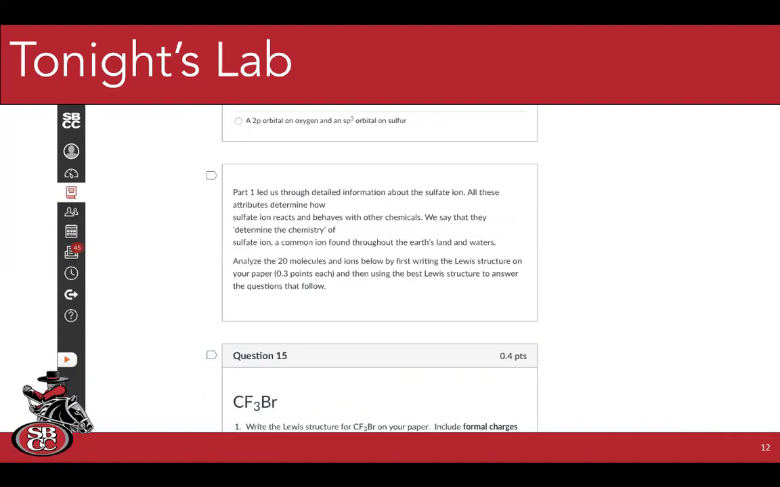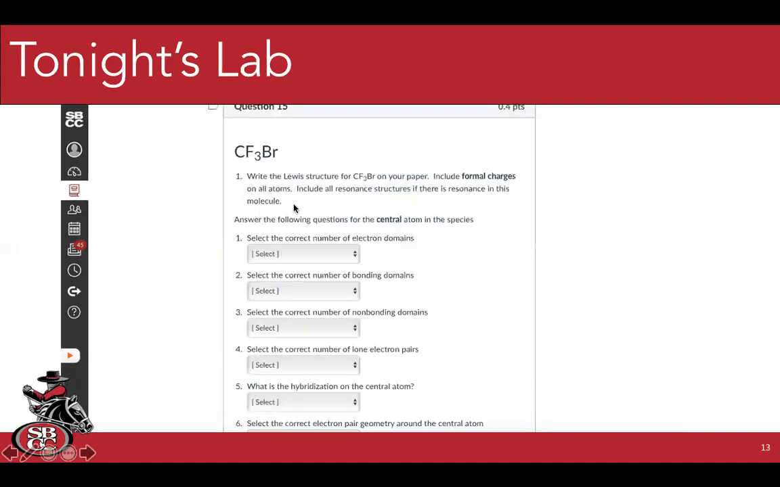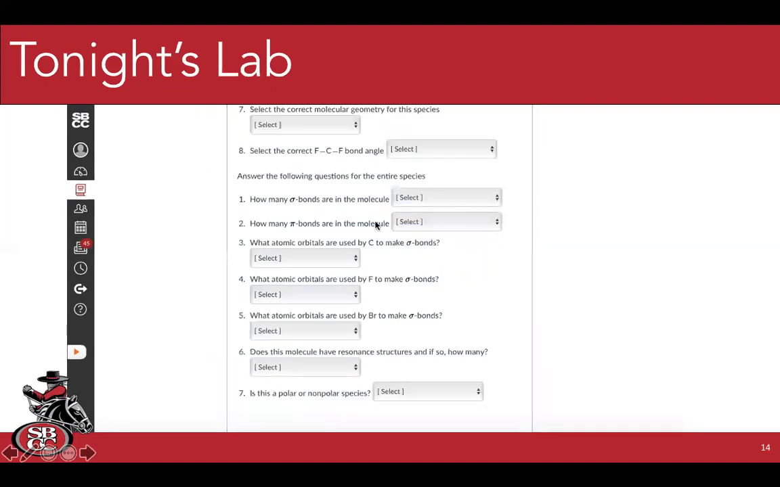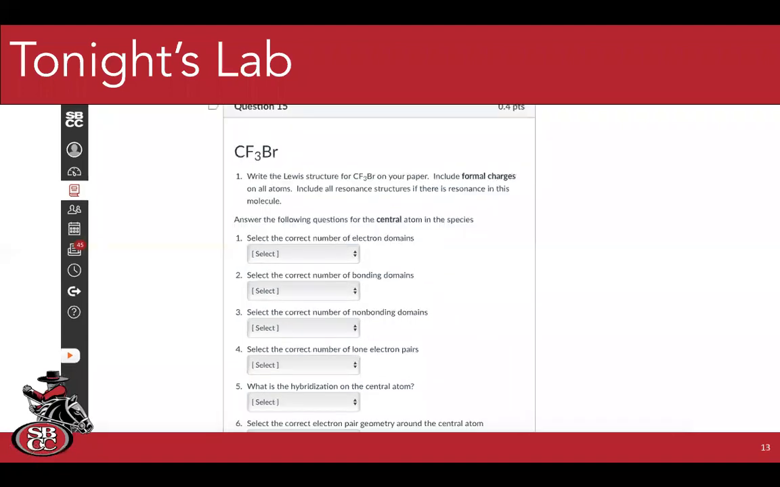And again, right after this, we're going to get into all the different things that you're going to be asked to be able to recite tonight about these molecules. After part 1, we do those 20 different structures. The first one, CF3Br, you can see here, and then there's a bunch of questions: electron domains, bonding domains, non-bonding domains, lone pairs, hybridization. I keep going, 7, 8, 9, 10. Bond angles, sigma bonds, pi bonds, atomic orbitals. So all of this information about a single Lewis structure.